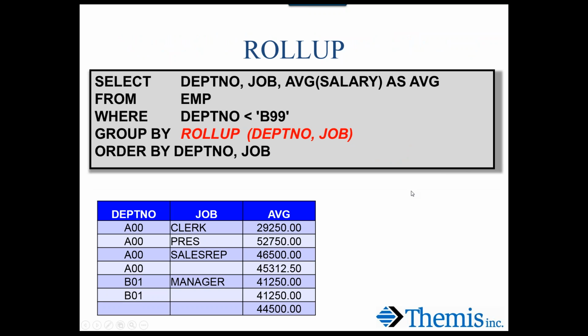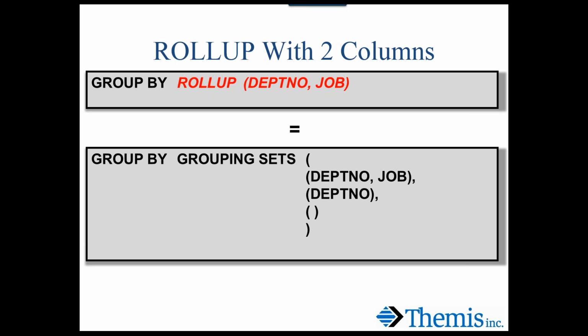In addition to that, we have some common sets of grouping sets that they have given us shorthand for. So here I'm saying group by a rollup of department number and job, and I get the same answer as I got in the previous example. The rollup is simply shorthand for this, which is group by grouping sets, department number and job, department number by itself, and an empty set. So that's just shorthand for those particular grouping sets.